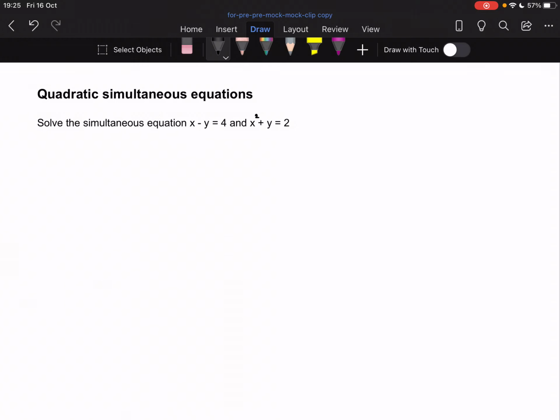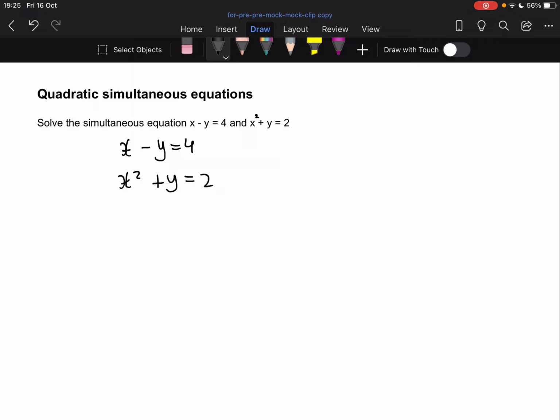I'm back with some quadratic simultaneous equations. So, it's asking me to solve the simultaneous equations x minus y equals 4. I'm going to rewrite them just because I can. And the second one is x squared plus y equals 2.